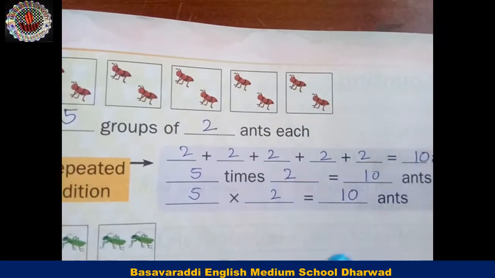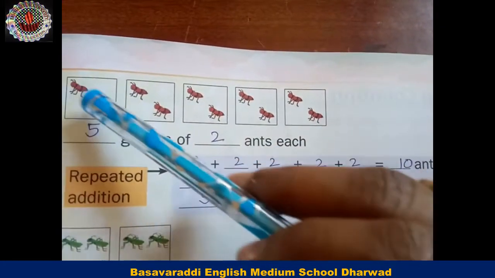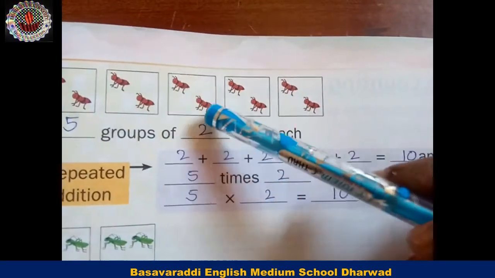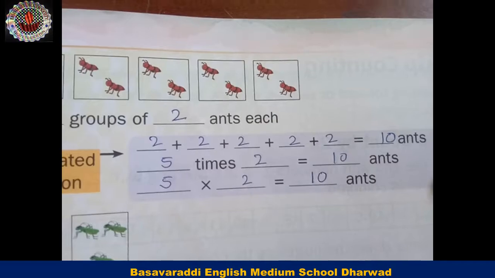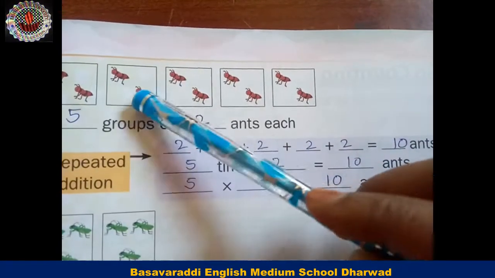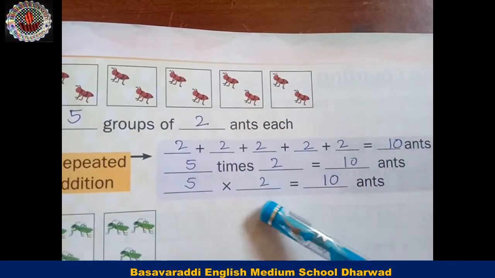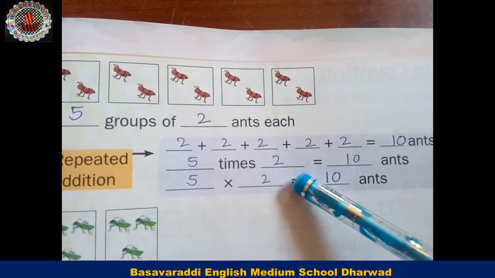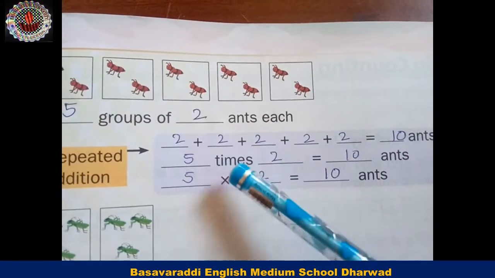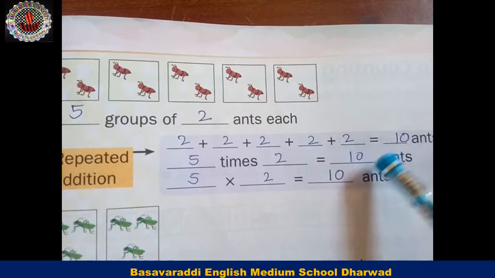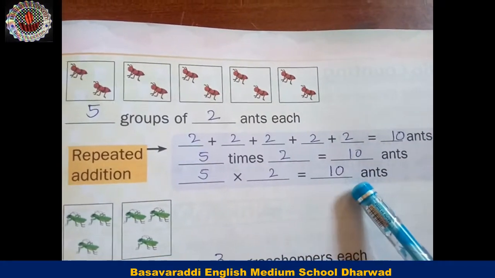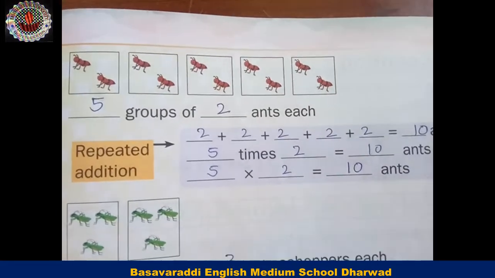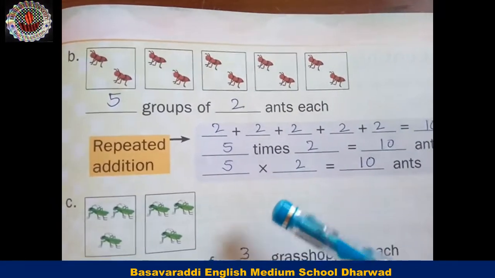How many ants are there? 1, 2, 3, 4, 5, 6, 7, 8, 9, 10. 10 ants. Now, how many times are there? 1, 2, 3, 4, 5. 5 times 2 ants. Yes or no? So, 5 times 2 is equal to 10 ants. So, 5 into 2, 10 ants. So, this is what? Repeated addition. Multiplication means repeated addition.